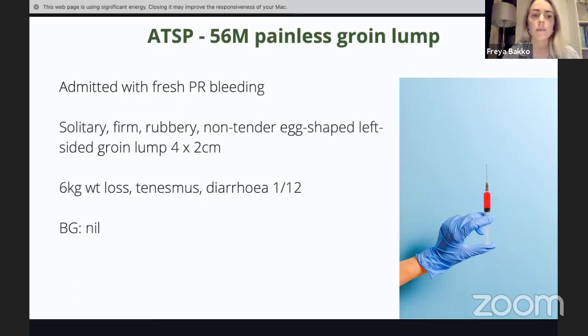He's also experienced some weight loss, about 6 kilos in the last month, and he's experiencing some bowel symptoms, including tenesmus, diarrhea, and of course, the PR bleeding. He doesn't have any background history. He's been fit and well previously.